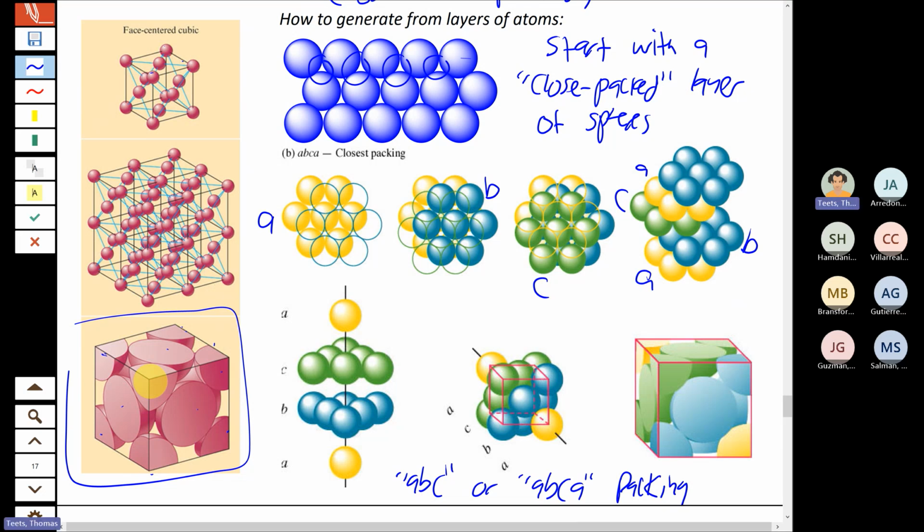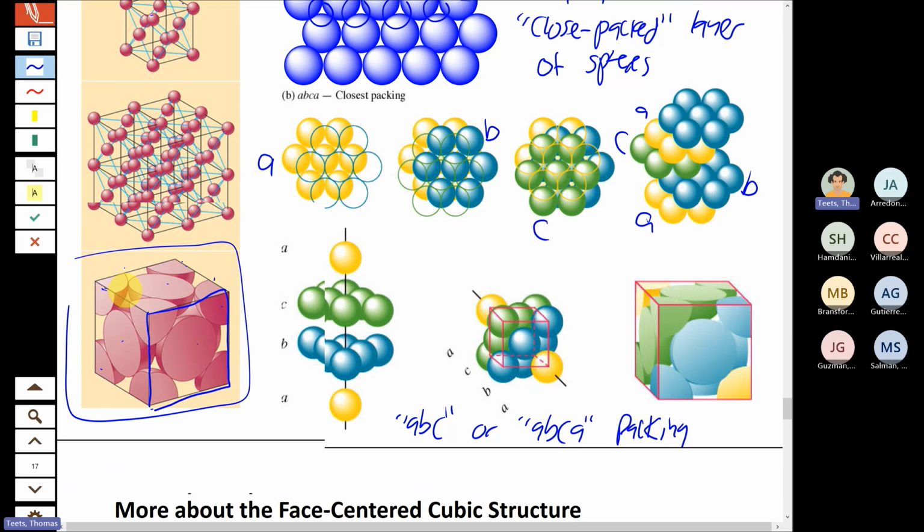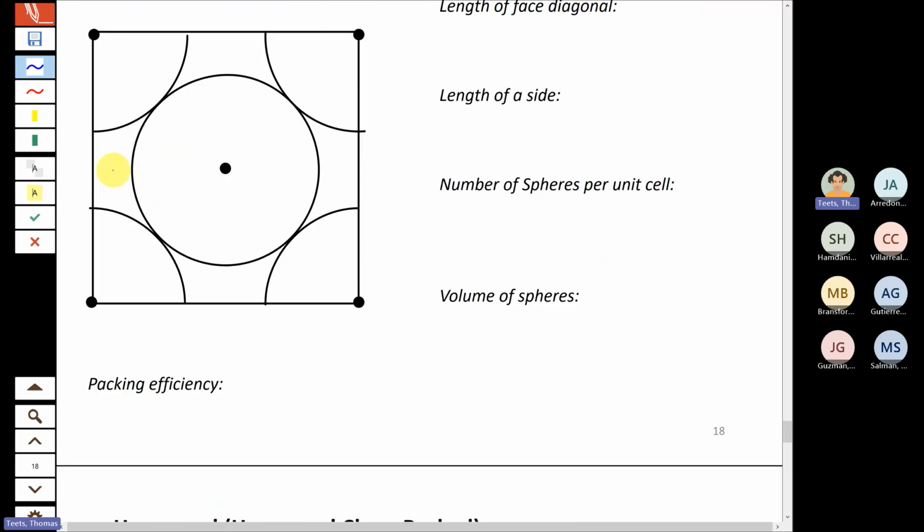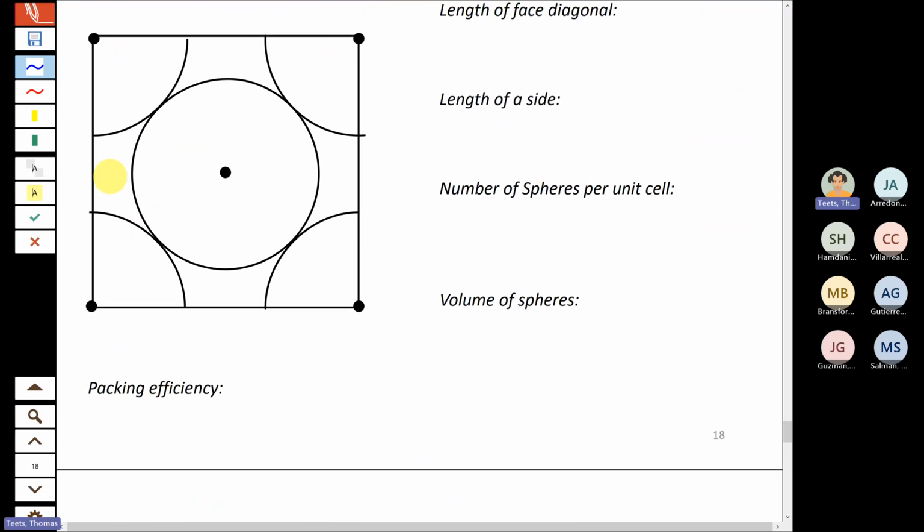Then to analyze this structure in more detail, we're going to look at one of these faces of the cube. We're going to look at one cubic face, and what we see is that in that face you have an atom in each corner and one in the center. Then we're going to zoom in on that, and that's what it looks like. In this structure here, this is the face of one cube, which has side lengths of a in all directions.